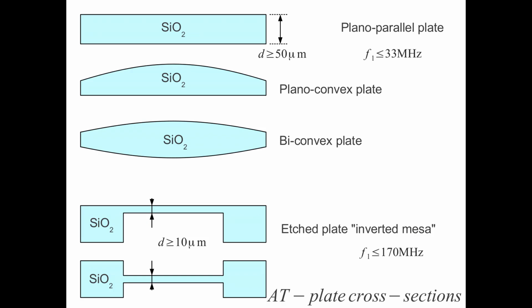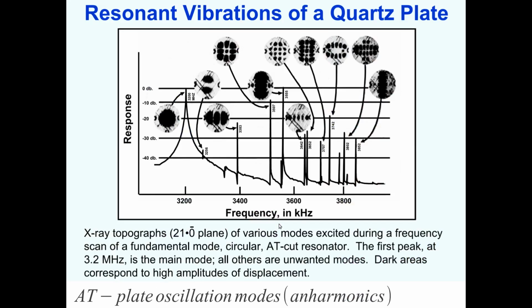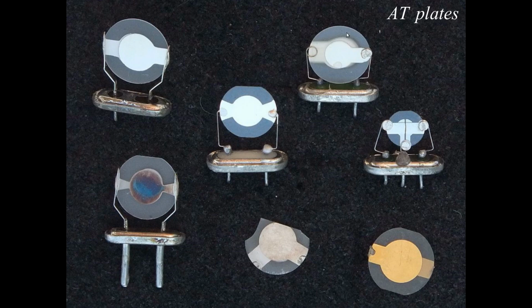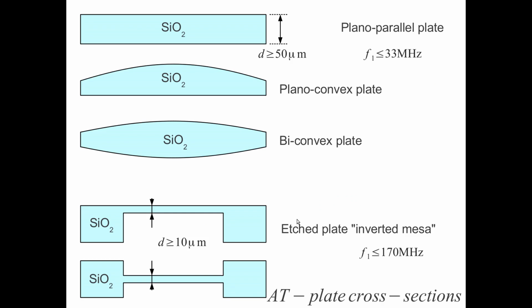Further, in order to suppress these unwanted anharmonics, we can work on the shape of the electrodes, as you can see here. They have different shapes, but only the overlapping area is important. We can also influence the higher unwanted anharmonics with the shape of the lapping of the quartz plate.